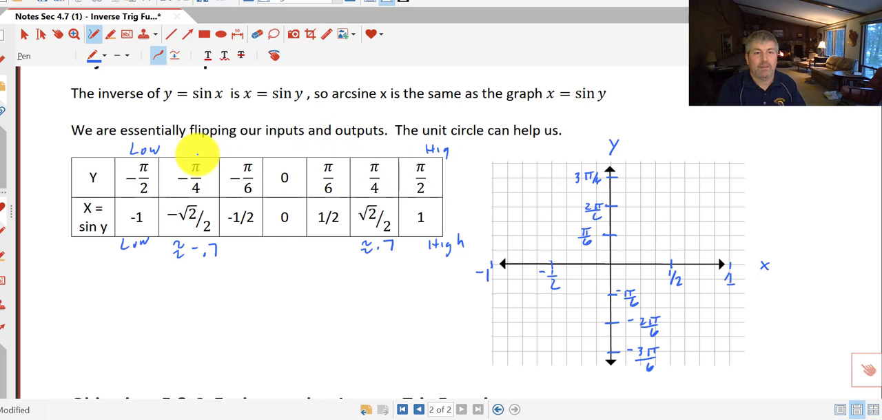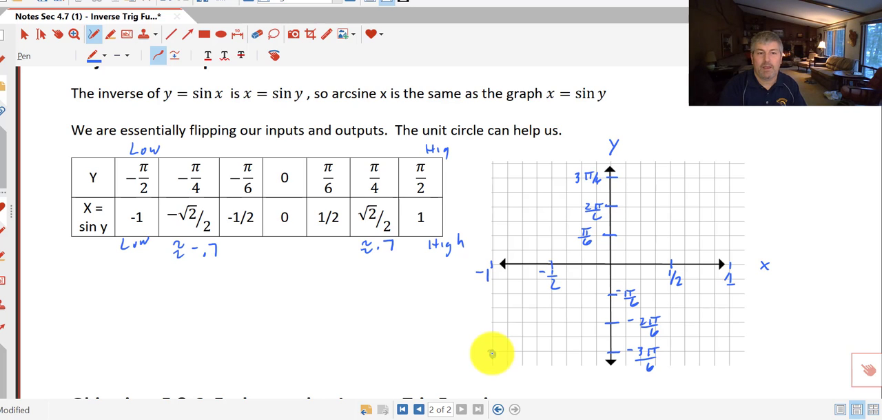We're graphing only the fourth quadrant and the first quadrant. So we're graphing that right-hand side of the unit circle. When x is negative 1 on our unit circle, y is negative pi over 2. So I've set up my graph. My x's, I've gone from negative 1 to 1. My y's, I've gone from negative pi over 2 to pi over 2, but I did it in pi over 6's. So my first point, negative 1, is negative pi over 2.